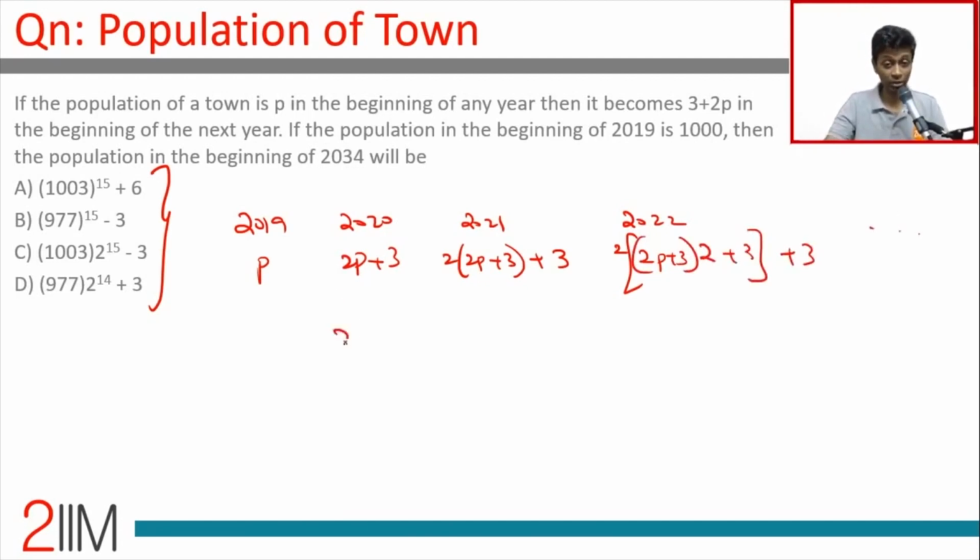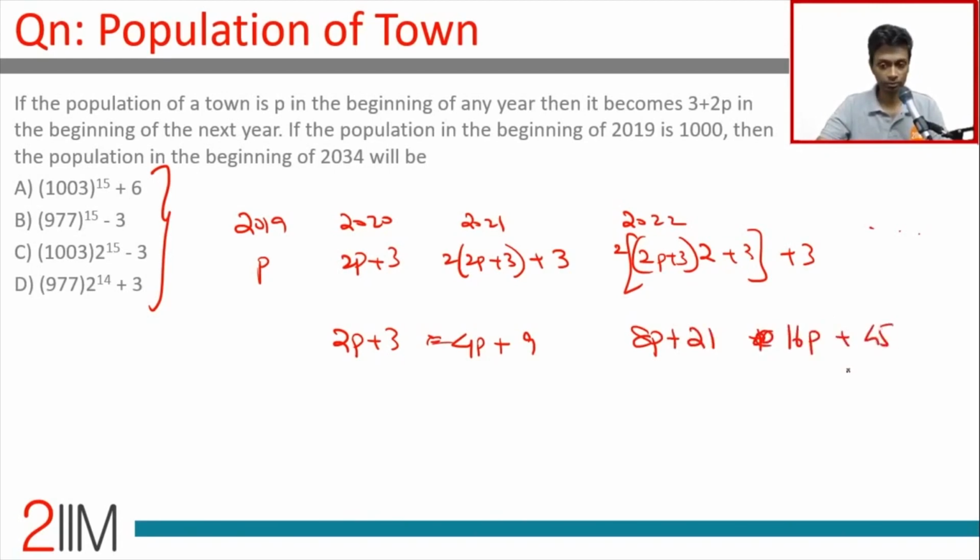I'm going to expand this. This is 2P plus 3. This is 4P plus 9. This is 4P plus 9 into 2, which is 8P plus 18 plus 3, 21. So the next term would be 16P plus 45. The term after that would be 32P plus 93 and so on. This into 2 plus 3.